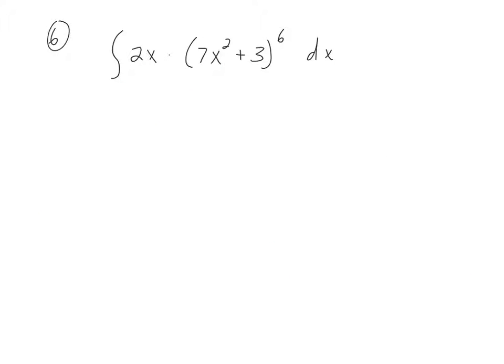Okay, here's another one. We have 2x times, and then you see this 7x squared plus 3 raised to the 6. Again, notice how the inner function is not linear. This is our inner function, right? Usually the base of the power here is going to be your inner function. So we can see that it's clearly not linear. So 7x squared plus 3 has a derivative of 14x. So we can see that there's a multiple of it next door, right beside it.